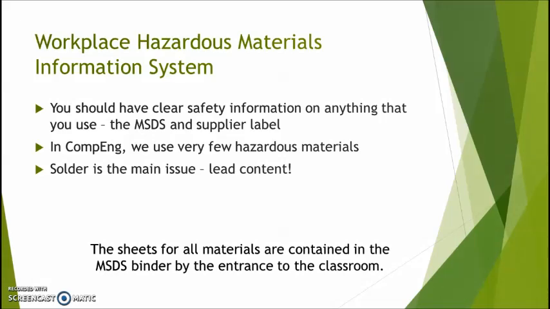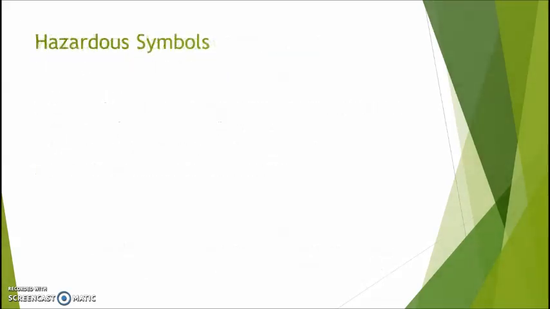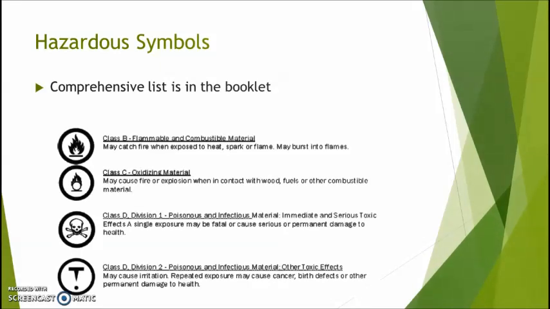Now, the sheets for all the materials are contained in the MSDS binder by the entrance to the classroom. You should make sure that you can see where that is now. And you should be aware of the hazardous symbols both inside and outside the classroom. The booklet has a comprehensive list. Here are the most important ones for us.